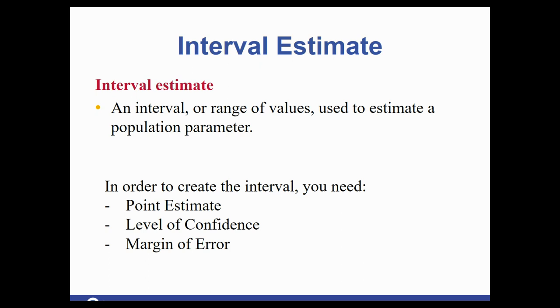So an interval estimate is an interval or range of values used to estimate a population parameter. This would be a situation where you cannot actually get the population mean, but we're going to try to use this to estimate what it might be based off of a sample. In order to create this, you need a point estimate, a level of confidence, and a margin of error.